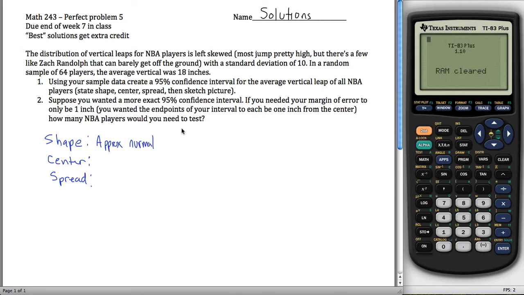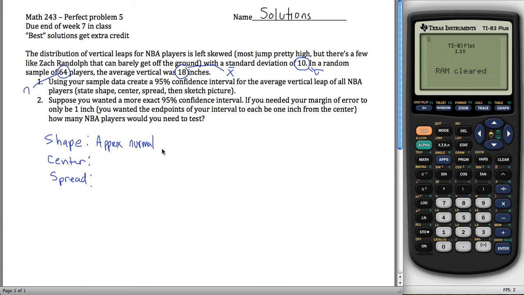And the reason it's approximately normal is because of our value of n here. Maybe I should have gone through and read the problem. The distribution of vertical leaps for NBA players is left skewed, or at least I'm claiming that it is. Most people jump really high, but there's a few that don't jump at all. With the standard deviation of 10, so this value of 10 right here is sigma. In a random sample of 64 players, so this is my value for n, the average vertical was 18, so I get x bar was 18.